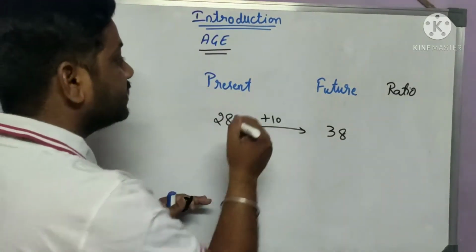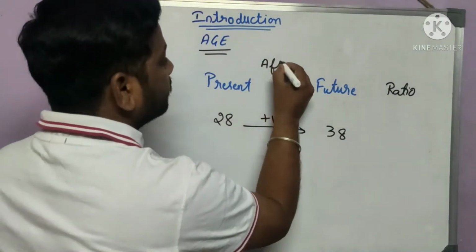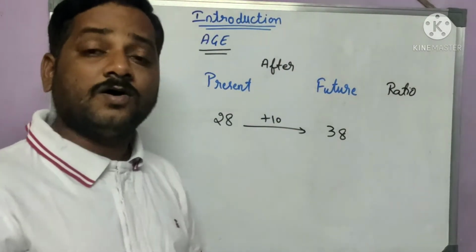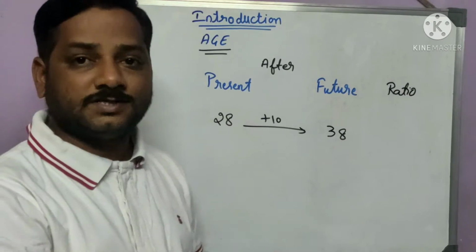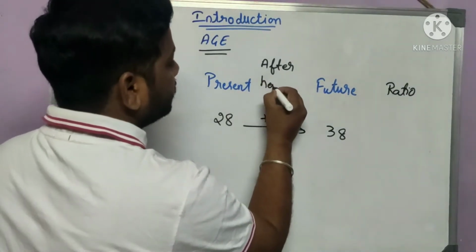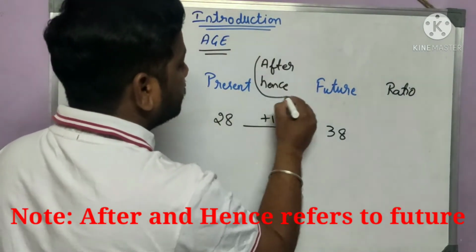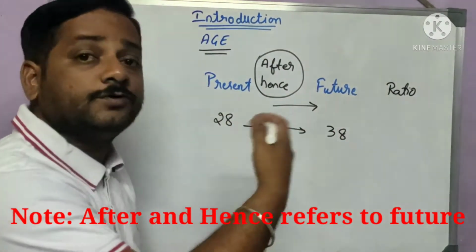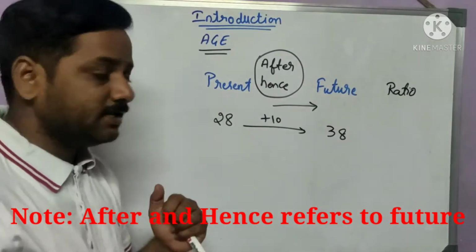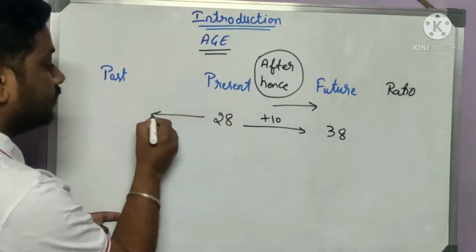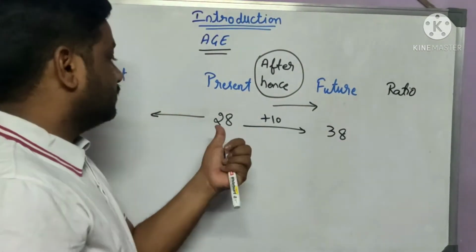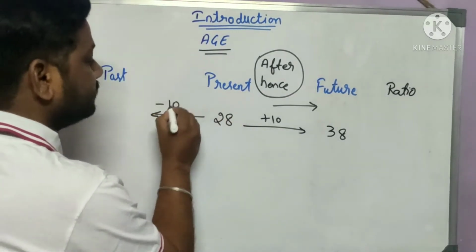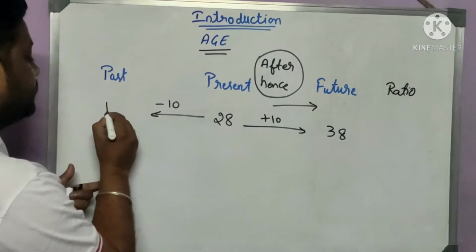So you need to concentrate on this word after. In a question they may ask it as after 10 years, or it may also be called hence 10 years. So whenever you get this word after and hence, that is indicating towards the future, right? Similarly, if I take the past, before 10 years what was my age? Before 10 years means it is minus 10. So before 10 years definitely it will be 18.